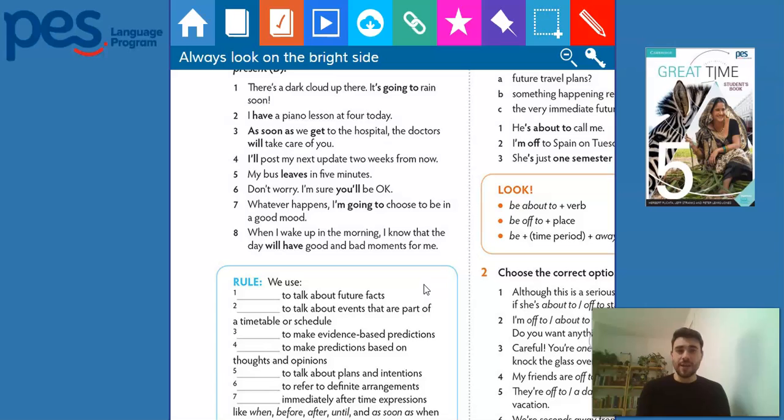Not so good, right? So probably not here as well. Now, number 3 says, we use be going to make evidence-based predictions. Here we got to a nice place because it talks about evidence-based. What's the evidence we have in sentence number 1? Well, it says there is a dark cloud up there. So I look up to the sky and I see a dark cloud.